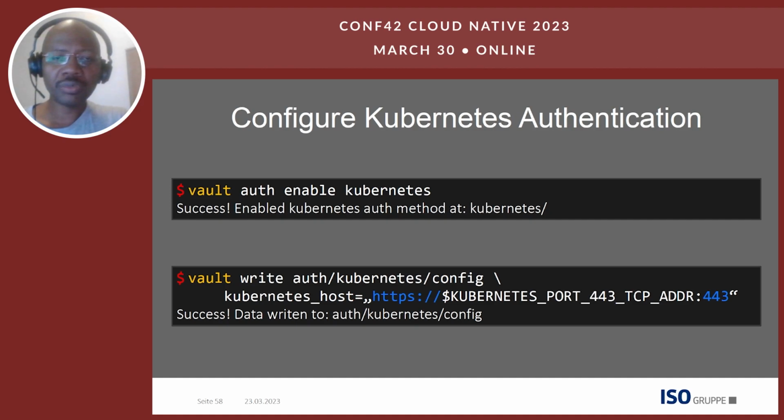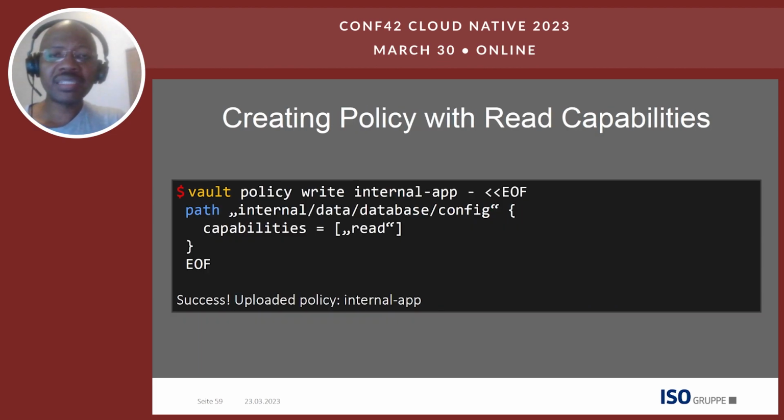To configure Kubernetes authentication, I have similar commands. Vault auth enable kubernetes to enable using Kubernetes authentication. And then I could use vault write, give it the path to the configuration where I could configure the Kubernetes host. Once I've done that, I need to create a policy that will grant a certain number of capabilities. In this case, I just need read capabilities to be able to read the secret at the specified path. So it will look like what we see in this slide.